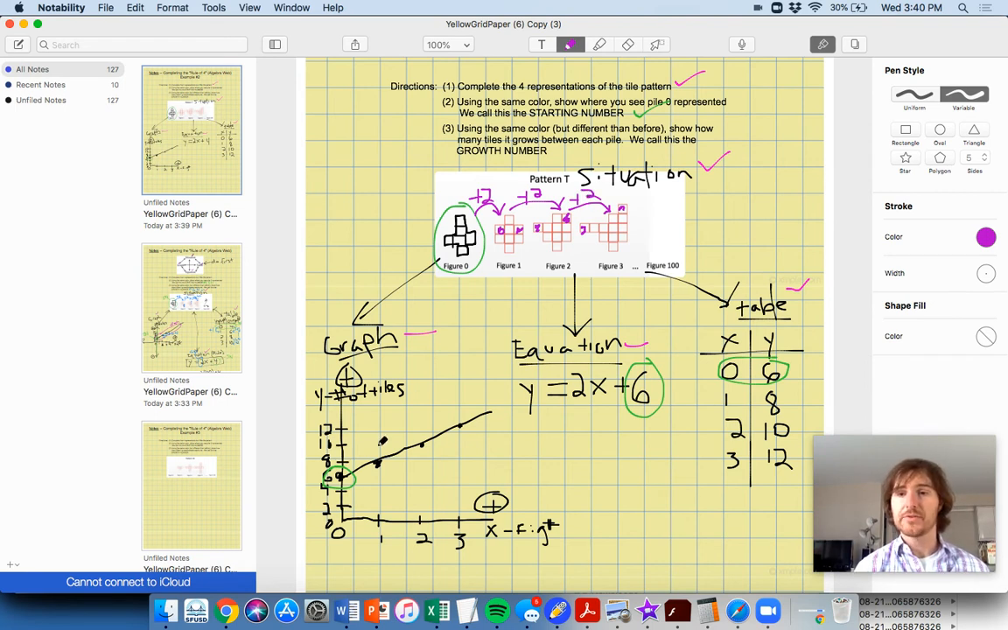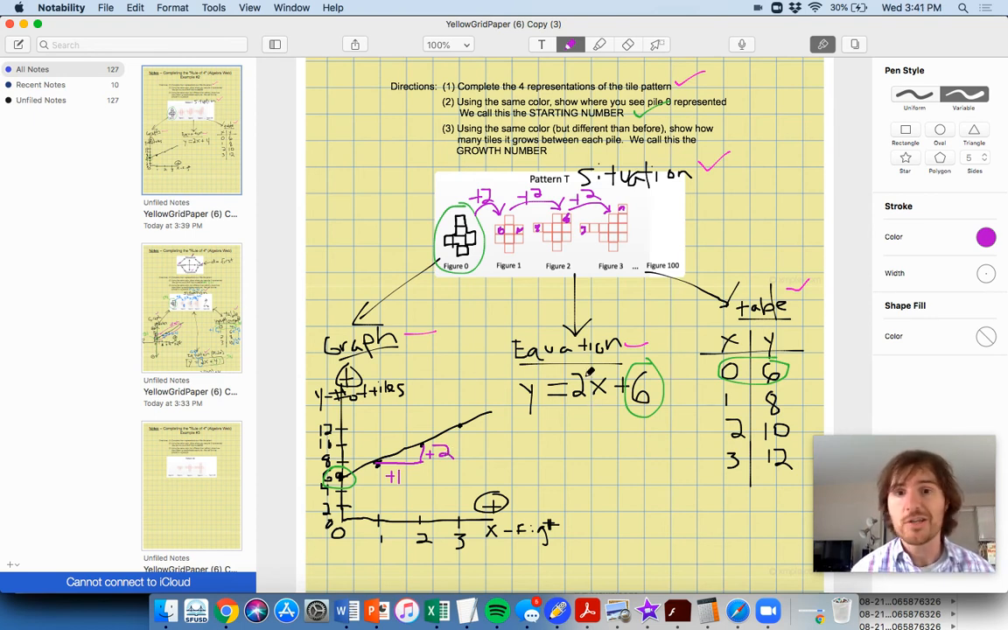Now let's go to graph. Let's do it in graph here, okay? So going from one tile to the next tile, I'm going to draw part of a growth triangle right here, a slope triangle. So as our x gets bigger by +1, how much bigger does the number of tiles get? Figure number gets bigger by 1, tiles get bigger by 2. Here is our growth. We got bigger by 2. We went from 8 to 10 on the y-axis. So our growth number here is 2, +2.